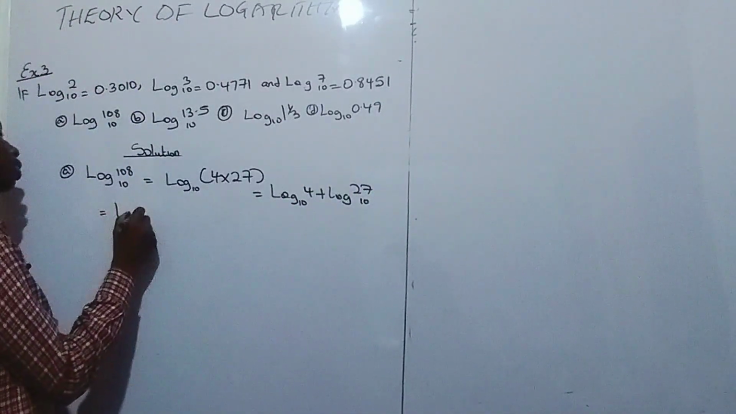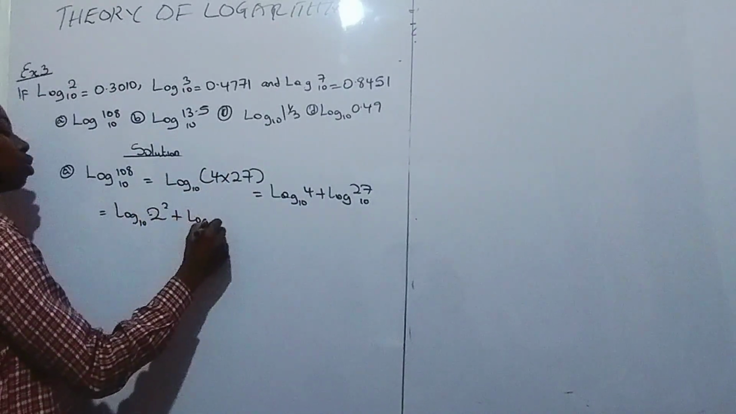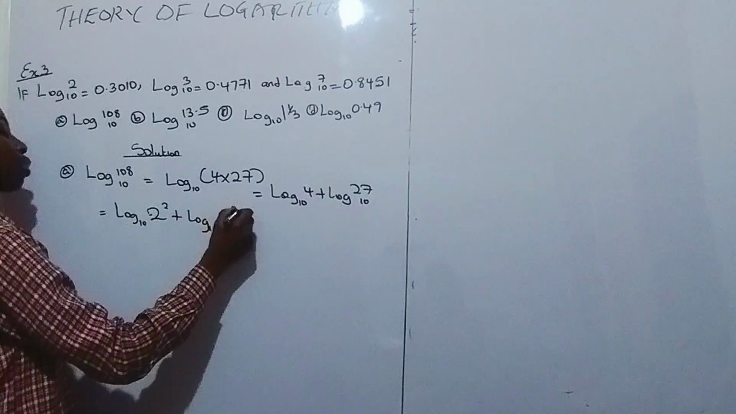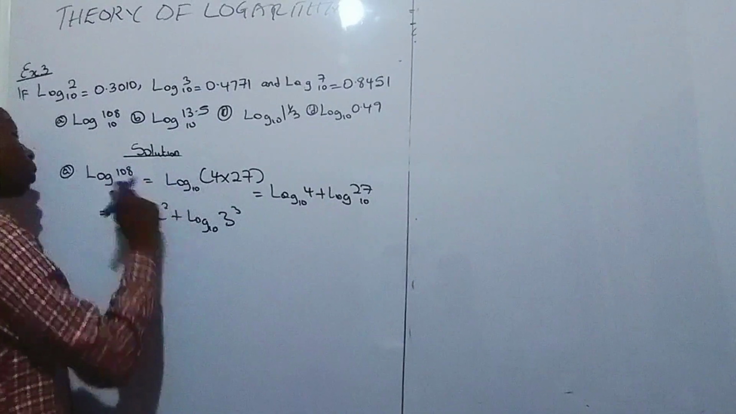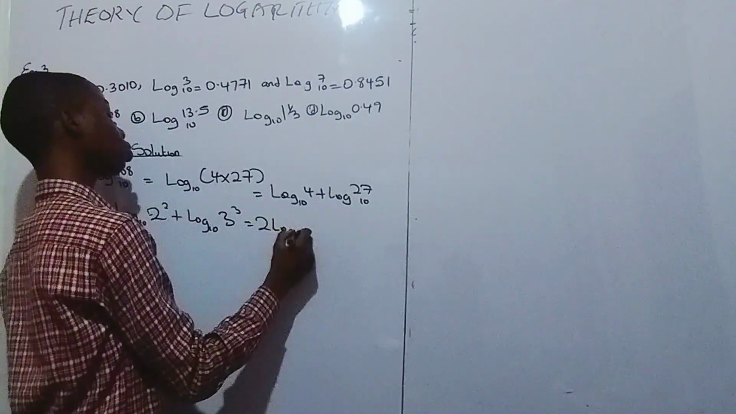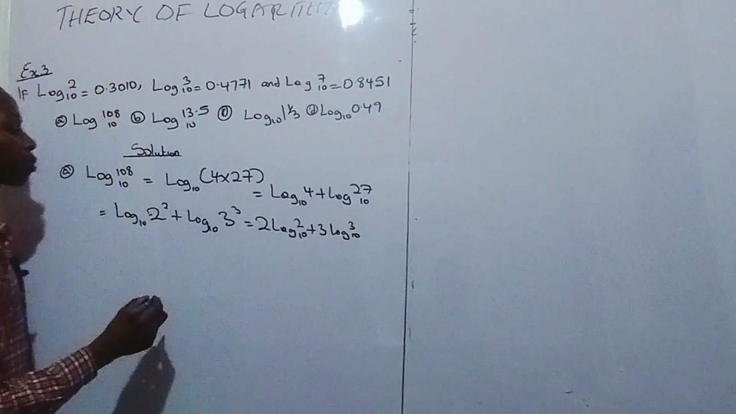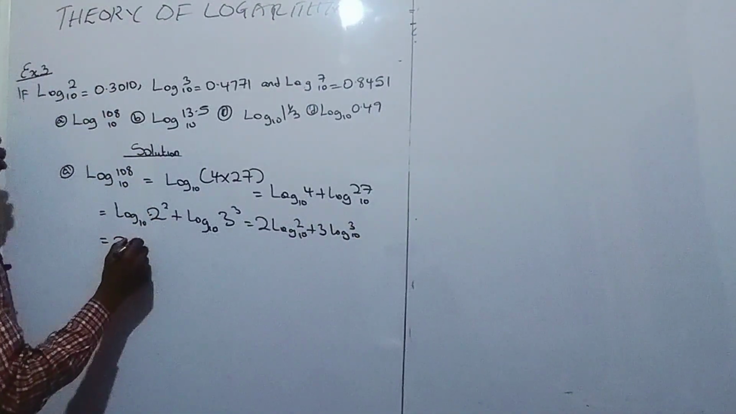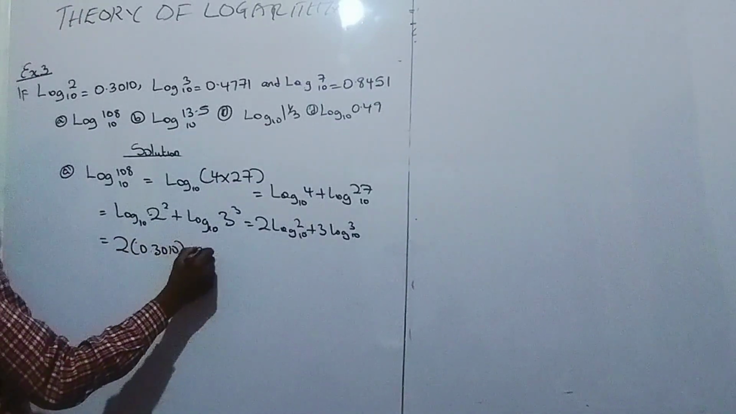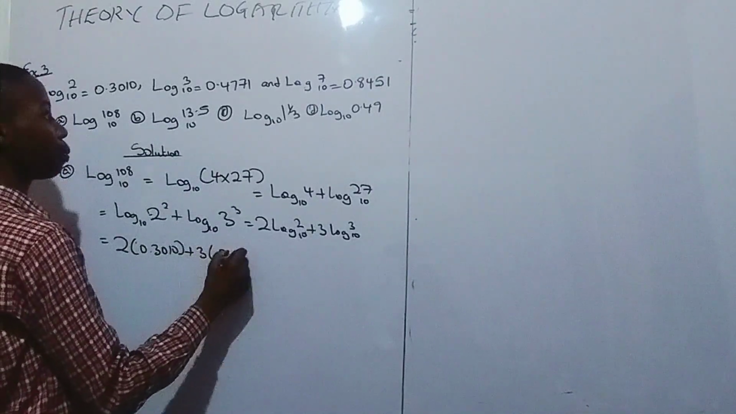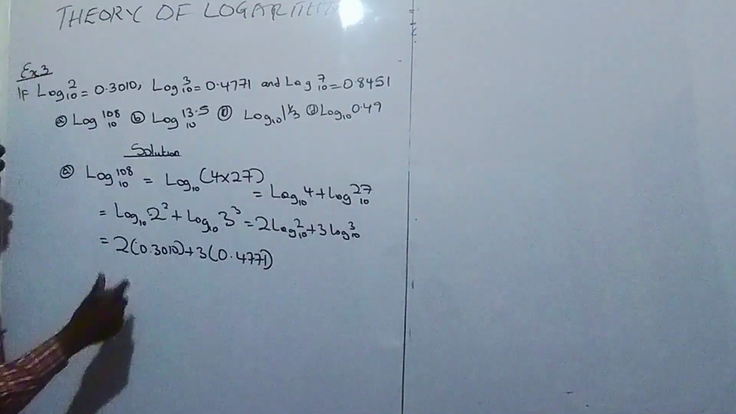So that is log to the base 10. 4 is what? 2 raised to the power 2, plus log 27, which is 3 raised to the power 3. Following the third law, the power moves to the front. We have 2 log 2 base 10 plus 3 log 3 base 10. Log 2 base 10 is 0.3010. Log 3 base 10 is 0.4771. So now we multiply and add.